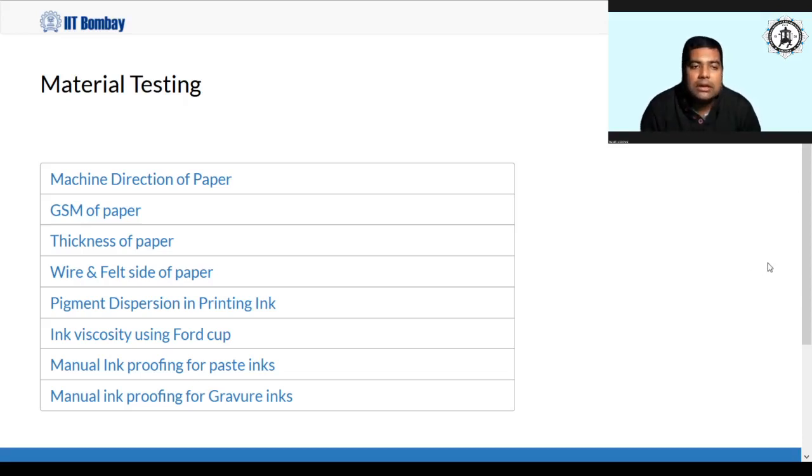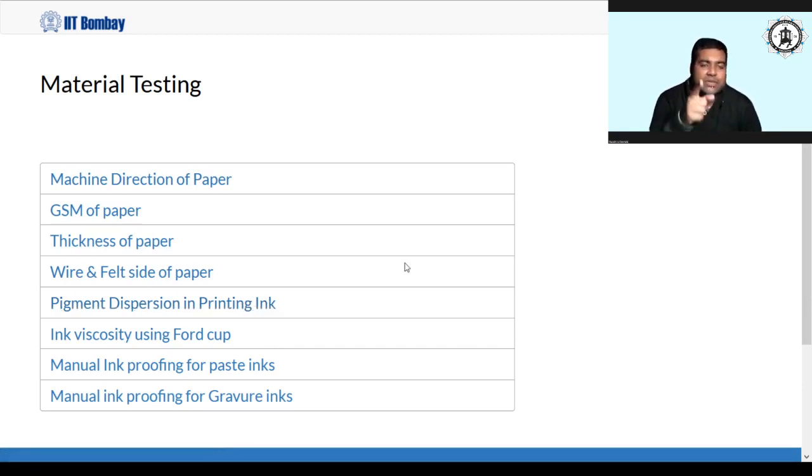In this lab class we will be doing the next experiment. I think we have already completed how many? One, two, three, four, five experiments we have already completed. So this is the sixth experiment, that is, pigment dispersion.